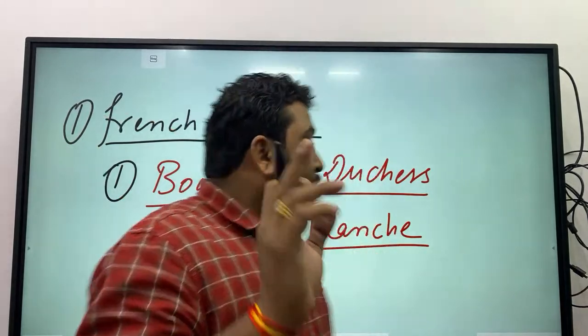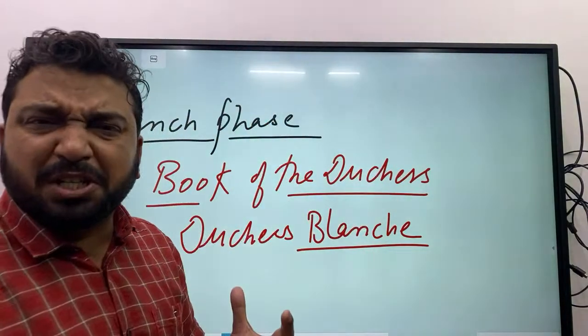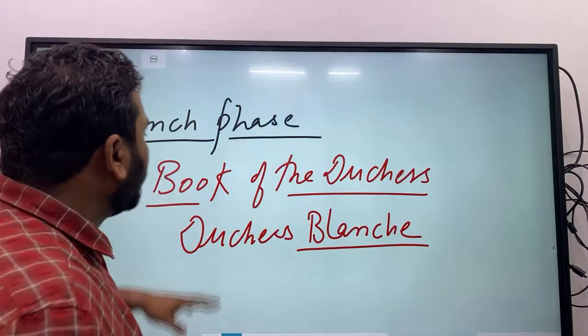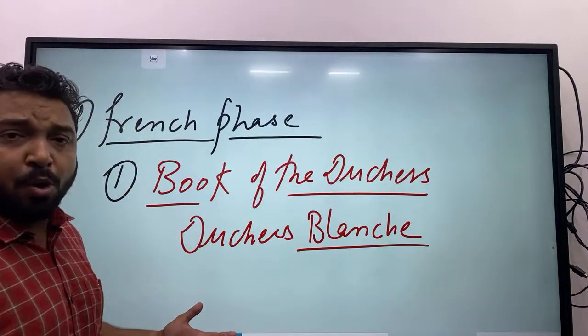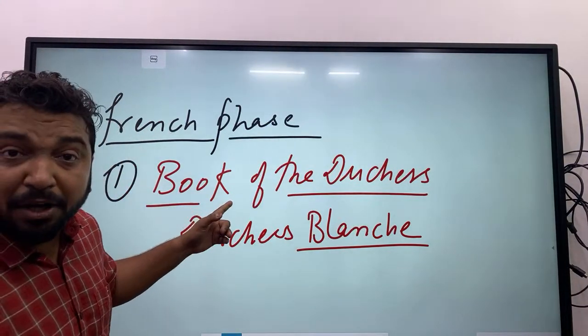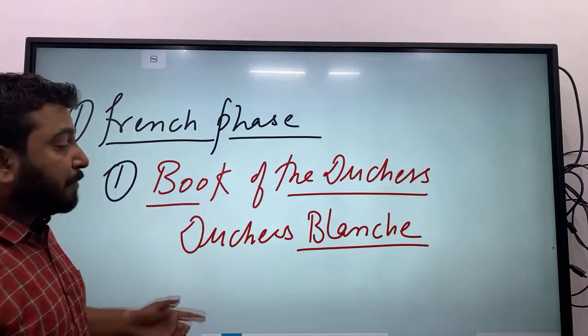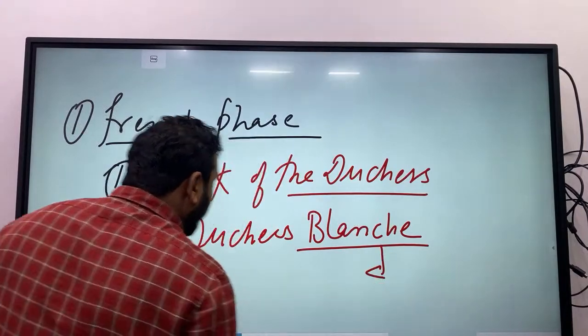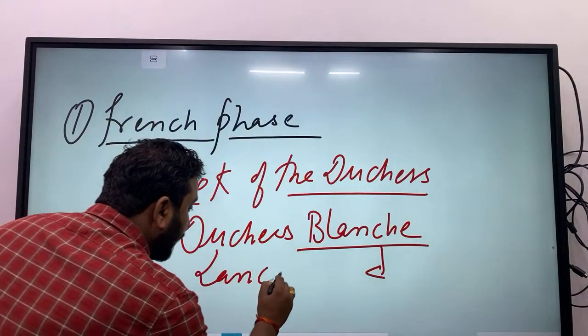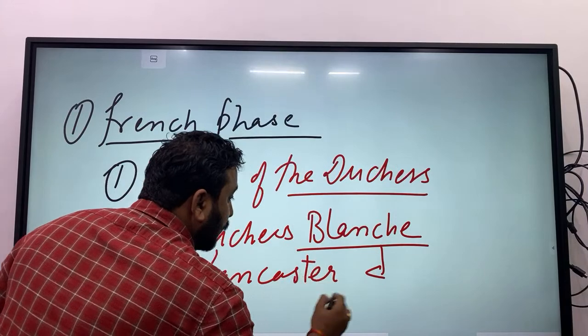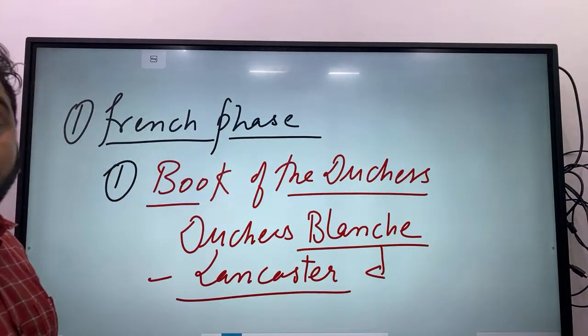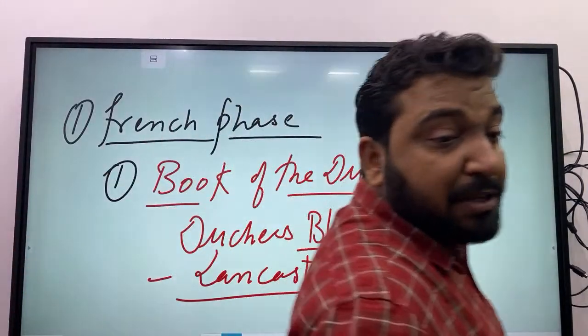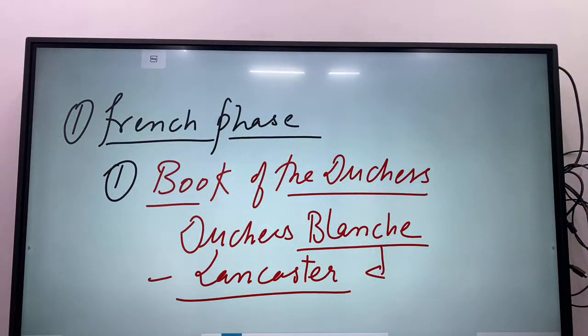So what do they actually do? They just bring questions where we don't even think. For example, is it a very important work? No. Is it really canonical in English literature? No, it is written in French. What did they ask? They asked the question that Duchess Blanche belonged to Lancaster. So the question was: where did Duchess Blanche belong? Like Duchess Blanche's home, her maternal home. Imagine this thing. This is how they trouble you.